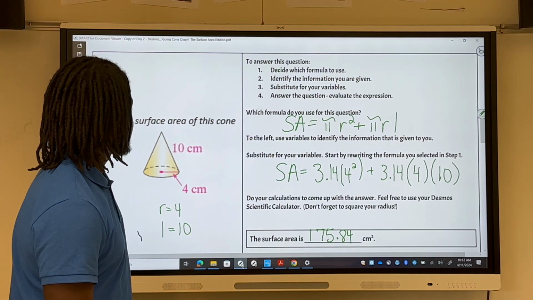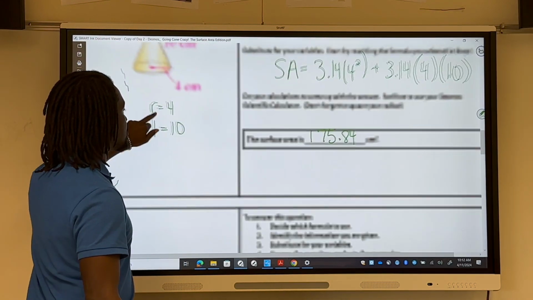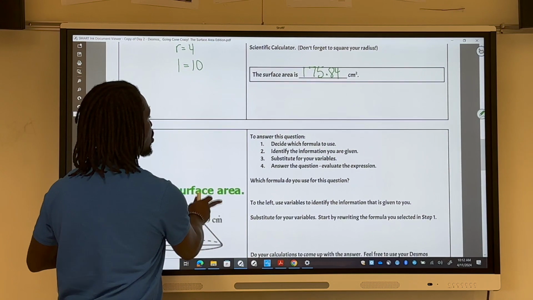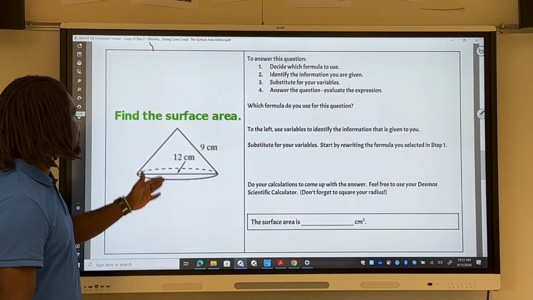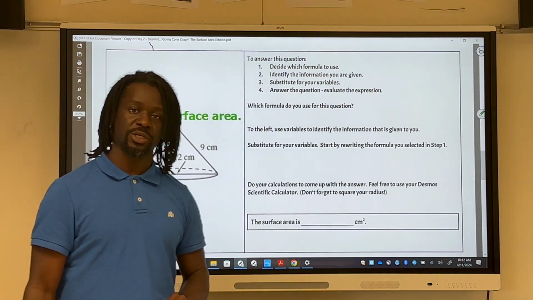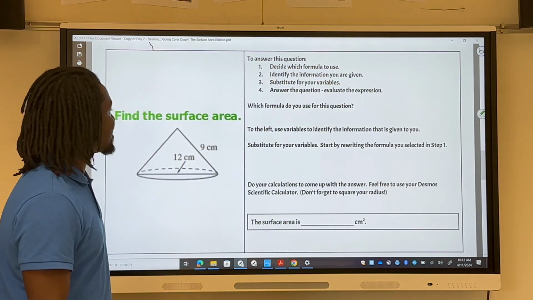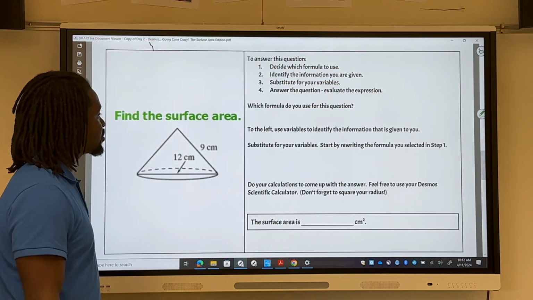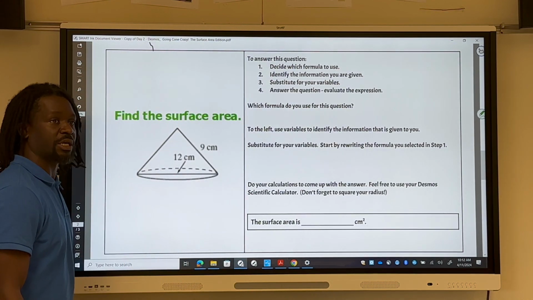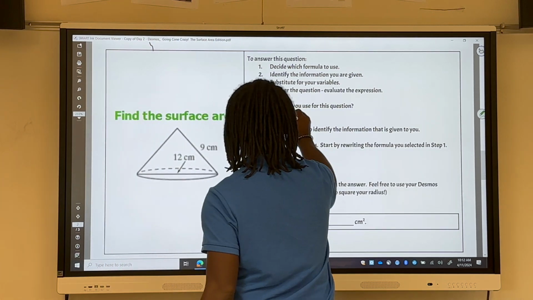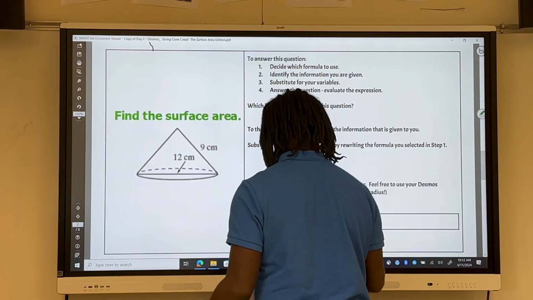All right. So let's look at one more. Again, the only way that you can sort of be tricked is that sometimes it might give you some extra information, more than what you need. So let's look at example number 2 to make sure that we understand. All right. So, again, find the surface area of the cone. So again, you just got to make sure that you start with the right formula.